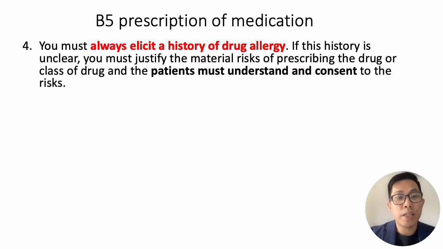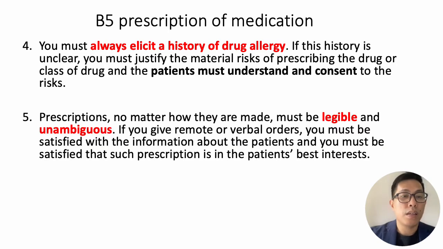You also must elicit drug allergy history. This is straightforward, but sometimes we take things lightly and take it for granted, and when something bad happens, we regret our decision, right? Prescription must be legible and unambiguous. This is stating that you should not use abbreviations in prescriptions because we want to avoid misinterpretation.